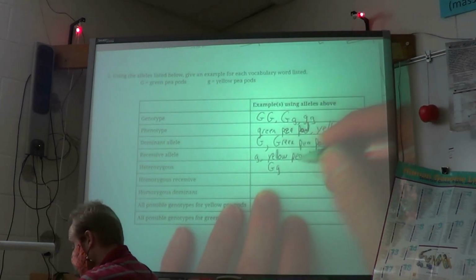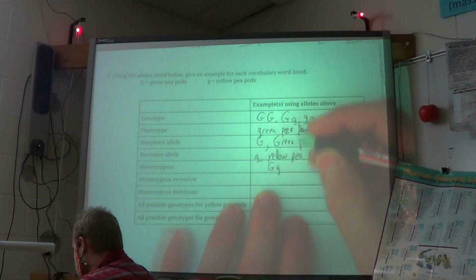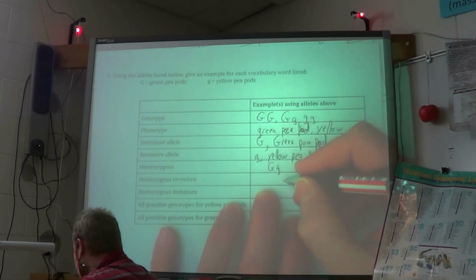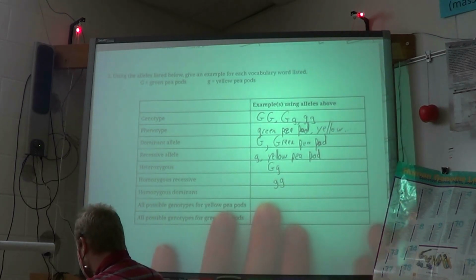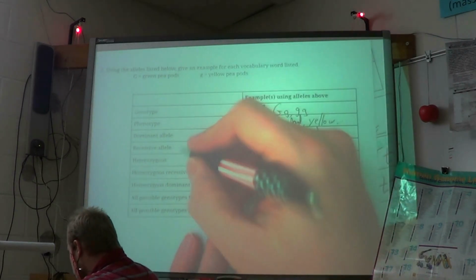Homozygous recessive. Homo means same, and recessive is bigs or littles. Little. So it's going to be little g, because those are the same. Right? Different.